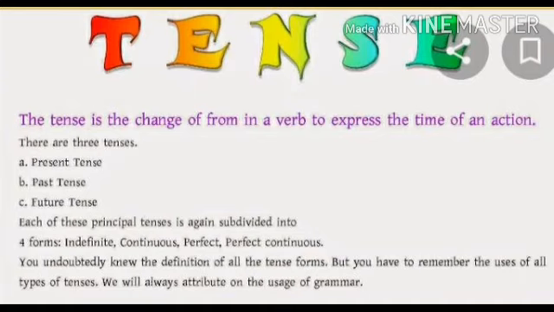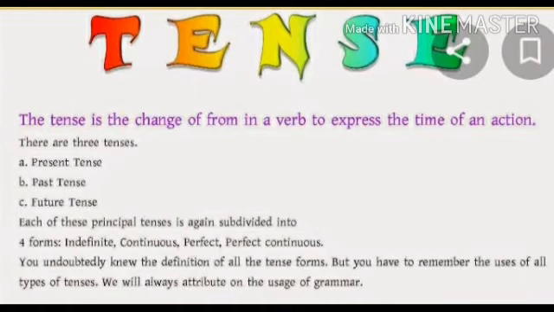Okay, students, there is an example for your better understanding about present, past and future. Sentence number 1 is she writes a letter, and sentence number 2 is she wrote a letter. Third sentence is she will write a letter. Students, in the first sentence I mention present time, and in the second sentence I mention past time. So there is an example of past tense in the second sentence, and in the third sentence I describe future time. So there is an example of future tense.